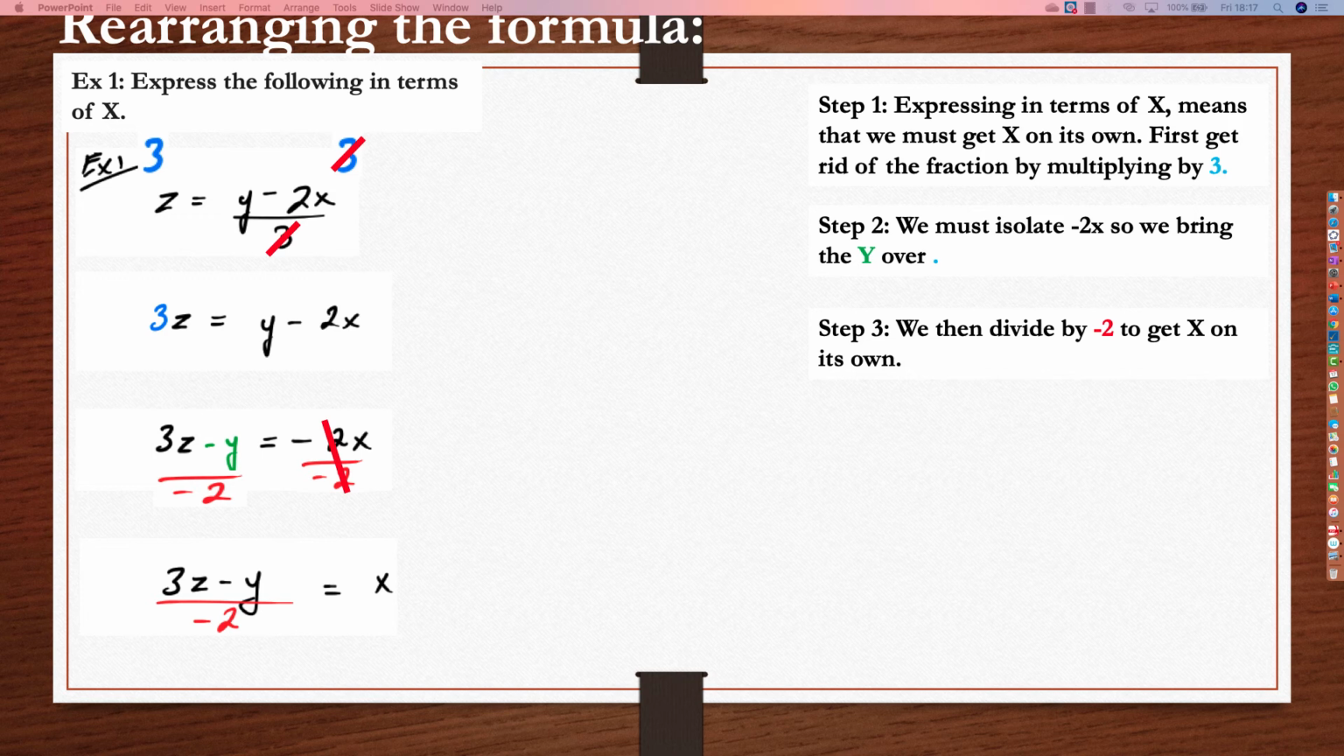The formula is P minus T over Q is equal to R. Express it in terms of Q. What does express Q in terms of the rest of them mean? Q. Yeah, exactly.